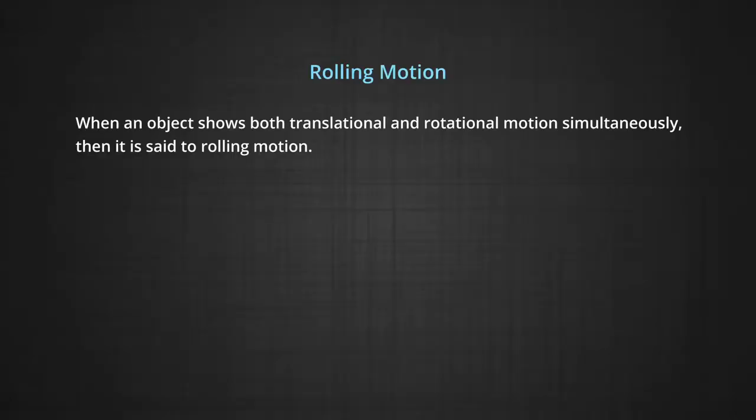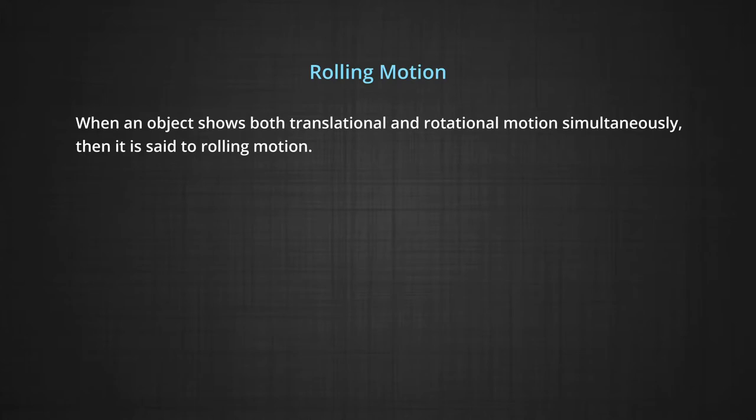Where shall we place it in our category of motion? In translational or rotational? Perhaps in both. Then, can the mathematical results we have derived in linear motion and circular motion be applied directly here, or do they need some modification? When an object shows both translational and rotational motion simultaneously, it is said to be in rolling motion.